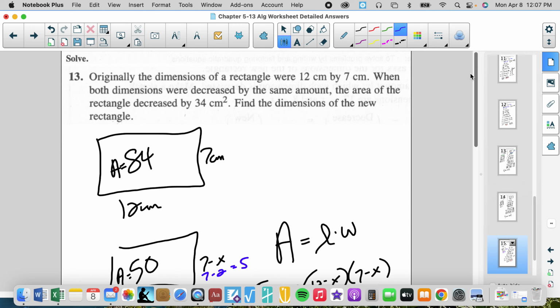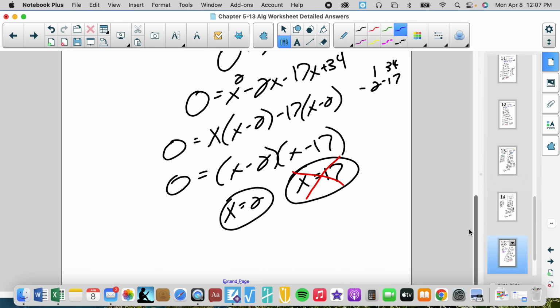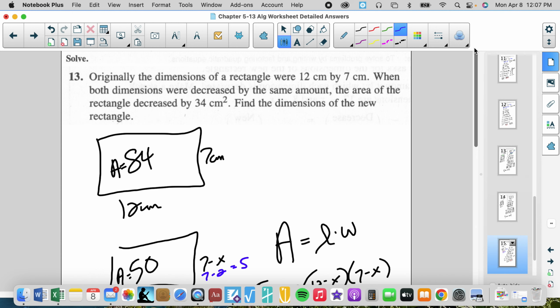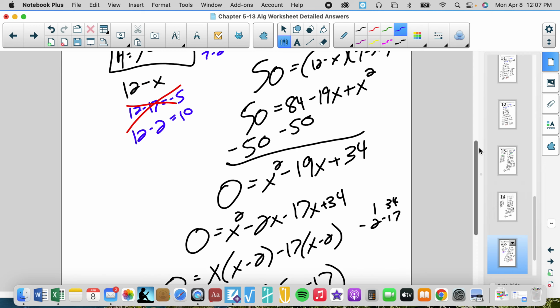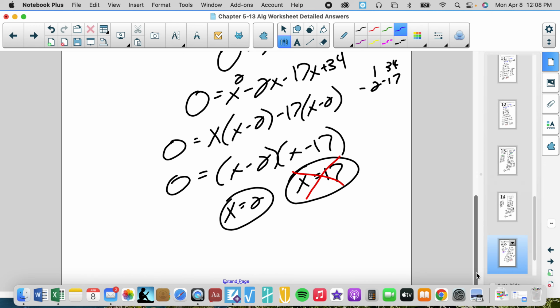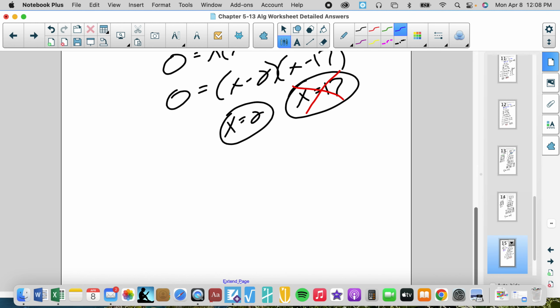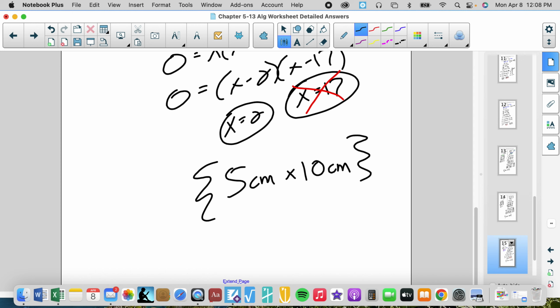So what unit are we? Centimeters. So find the dimensions of the new rectangle. Dimensions are going to be 5 centimeters by 10 centimeters. Doesn't matter if we do 10 centimeters by 5 or one of those.